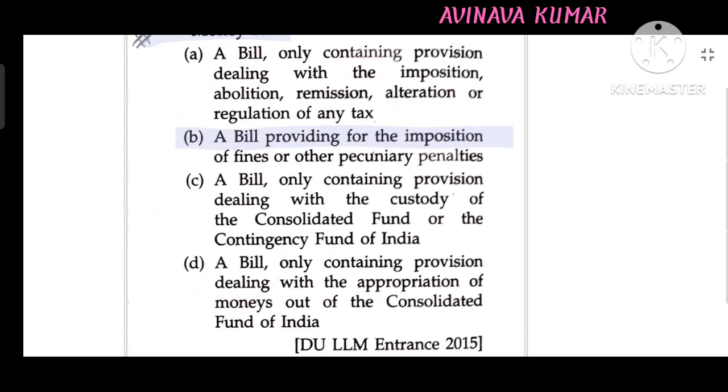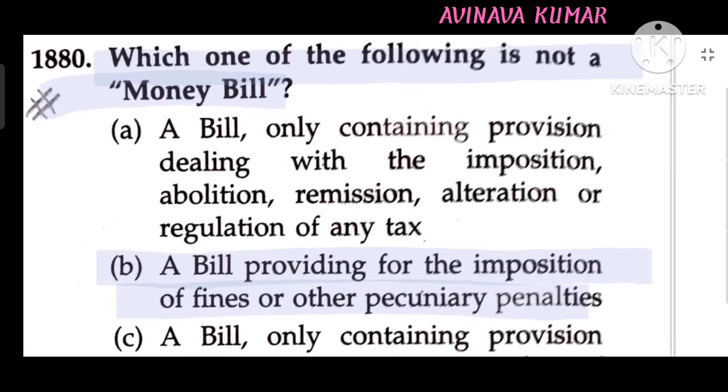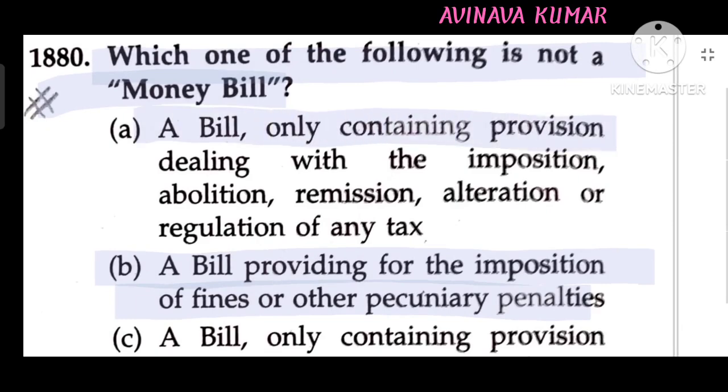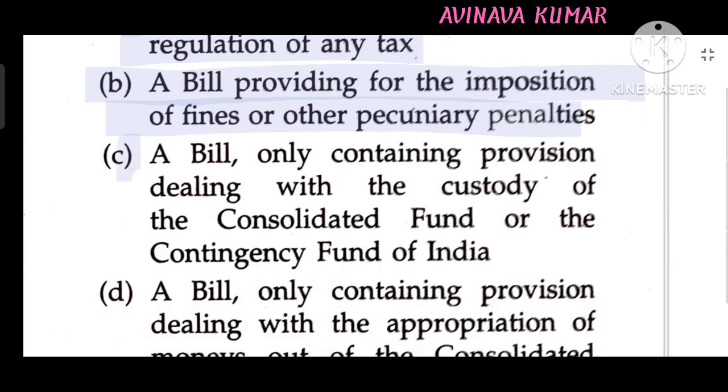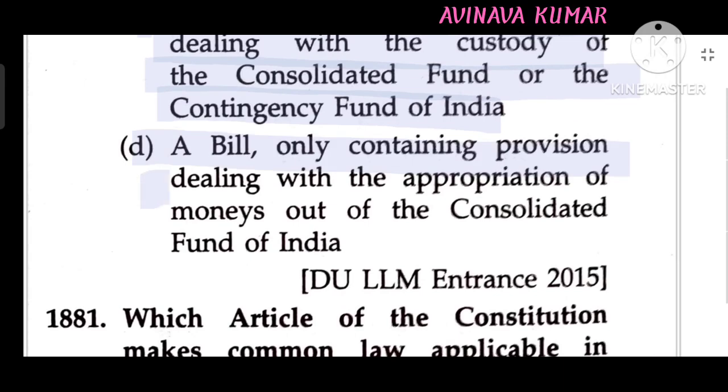Answer: a bill providing for the imposition of fines and other pecuniary penalties. Which one is a money bill? A bill only containing provisions dealing with the imposition, abolition, remission, alteration, and regulation of any tax is a money bill. A bill only containing provisions dealing with the custody of the Consolidated Fund or Contingency Fund is a money bill. A bill only containing provisions dealing with appropriation of money out of the Consolidated Fund of India is a money bill.